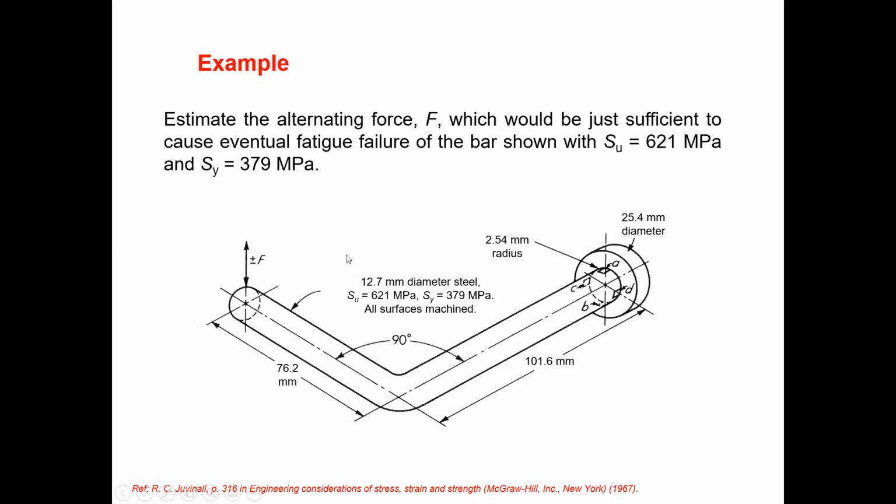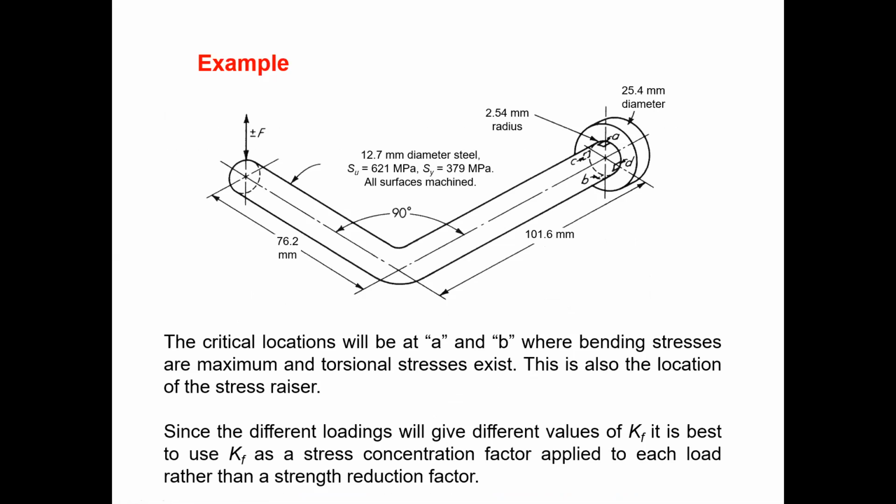That's how we can select. If you apply the load around the x-axis, then C and D are under tension and compression, so you wouldn't consider A and B. But in here it is around the y-axis, so you just use A and B. The critical location will be at A and B. Bending stress is maximum and torsional stress exists. This is also the location of a stress raiser, as I told you. That doesn't mean C and D are not weak, but when we compare those four points, A and B are the critical points. A and B reach the maximum stresses. That's why we don't need to calculate C and D.